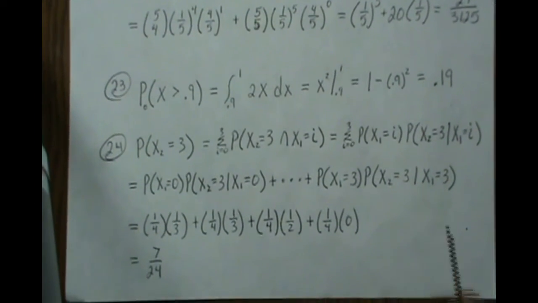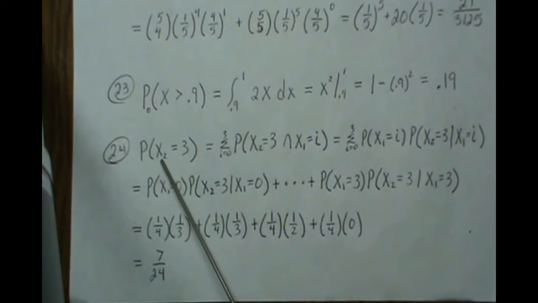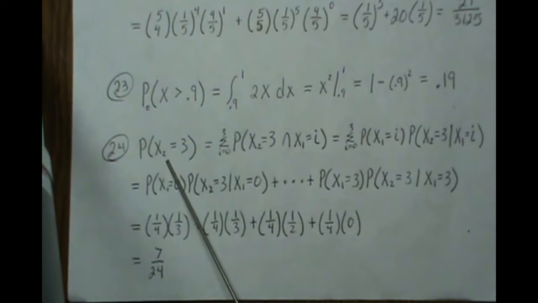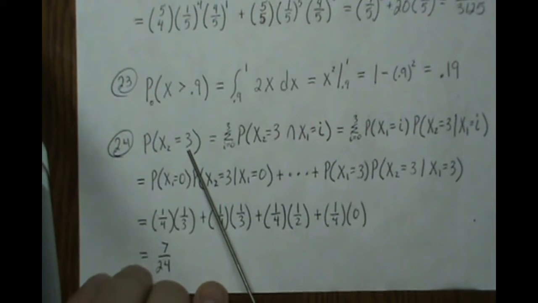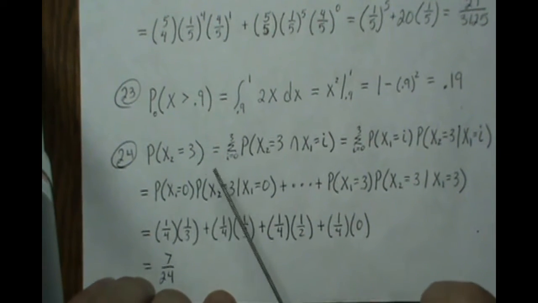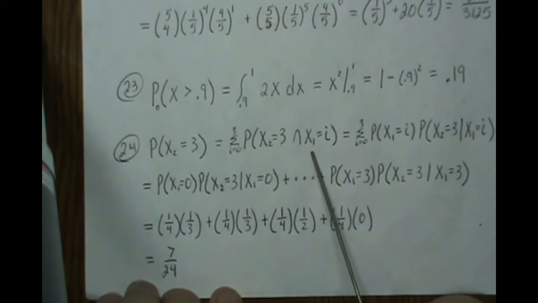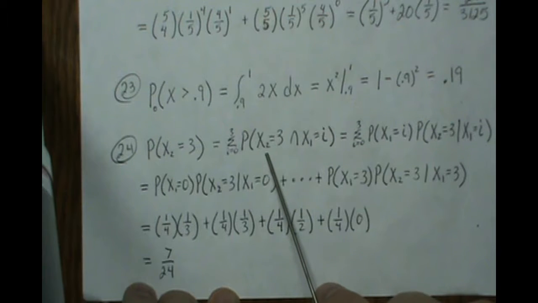This is kind of a neat problem. We want to find the probability that on our second draw, so that's x2, we get the number 3. The way I think about doing this is we introduce what happened on the first draw. So this probability is equal to this.